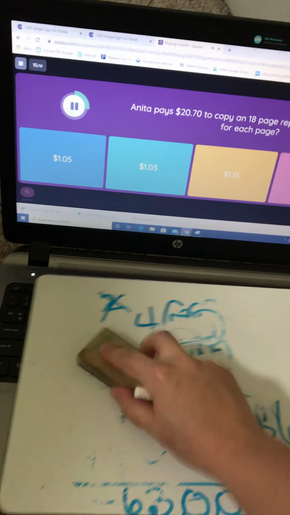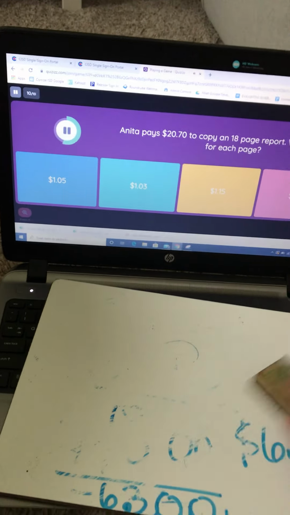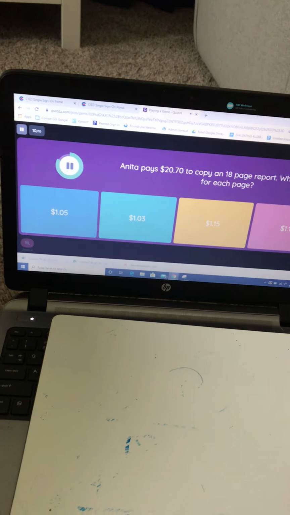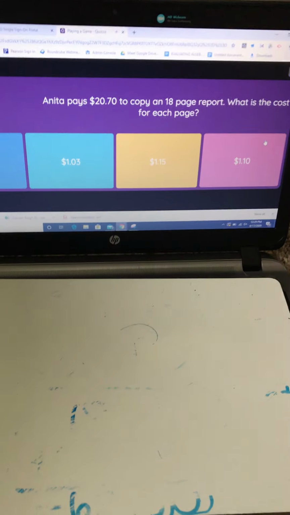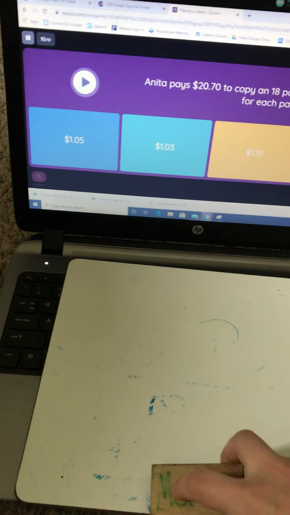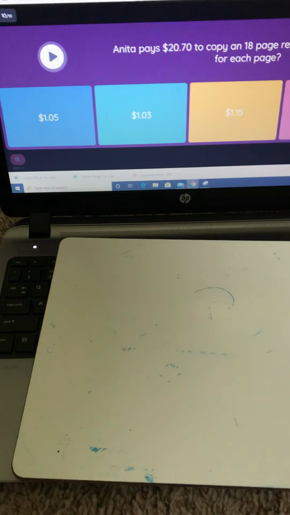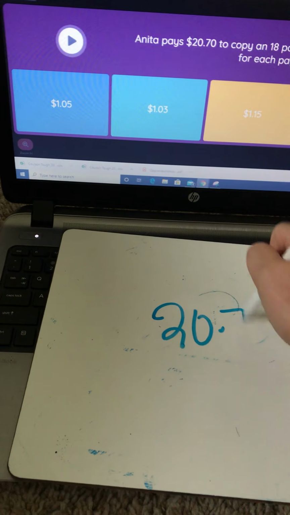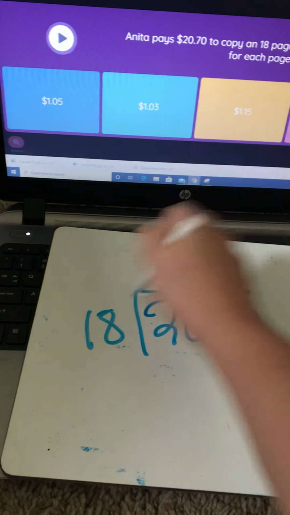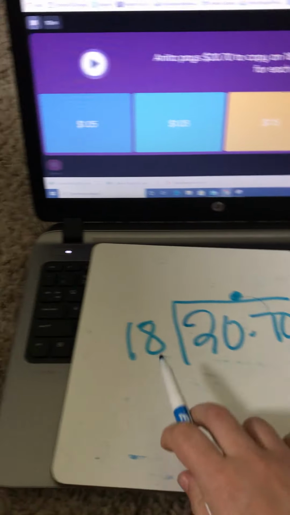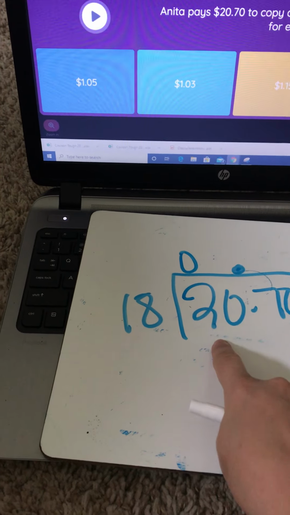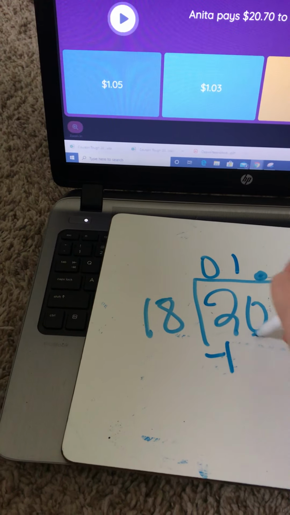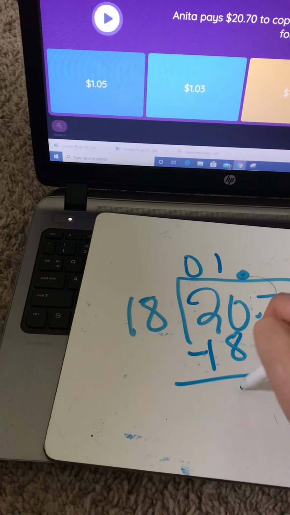Last question. Anita bought $20.70 to copy an 18-page report. What is the cost for each page? Here we're going to divide because we want to find just one page. Bring my decimal straight up in my quotient. How many groups of 18 go into 2? That'd be 0. How many groups of 18 go into 20? That'd be 1 group. Subtract 18.